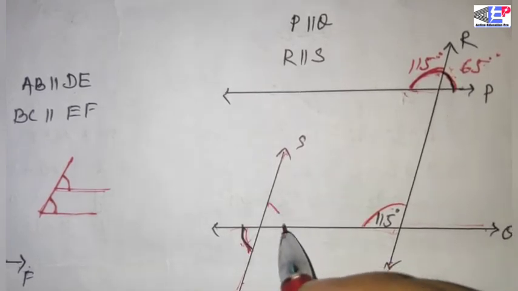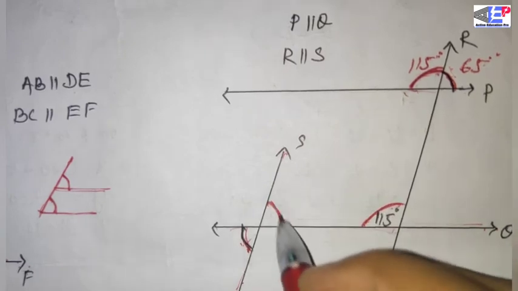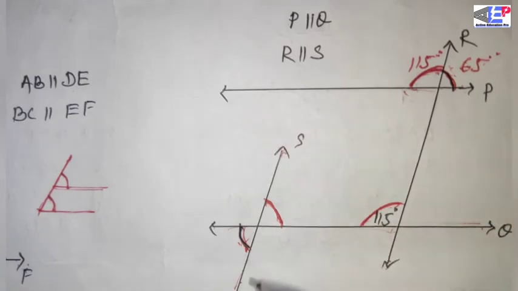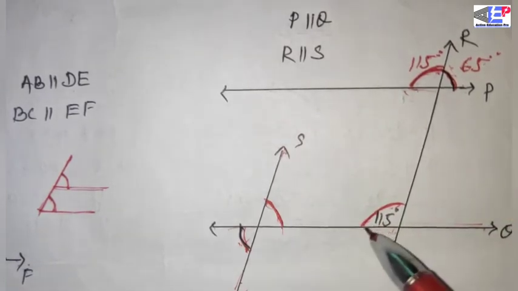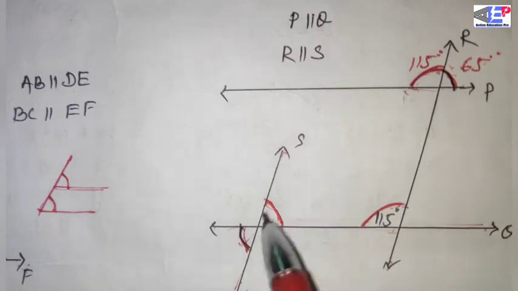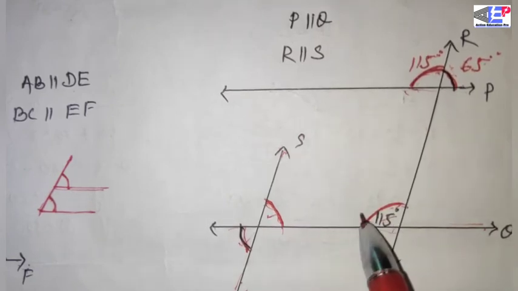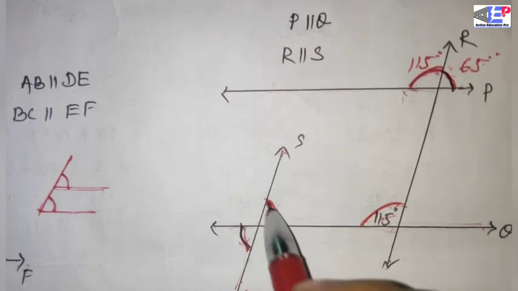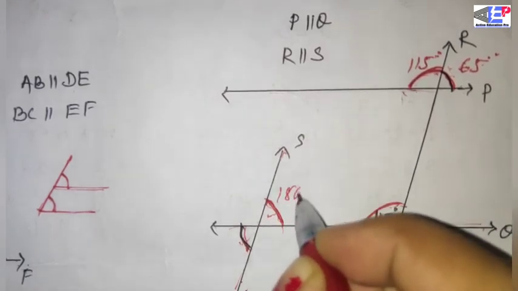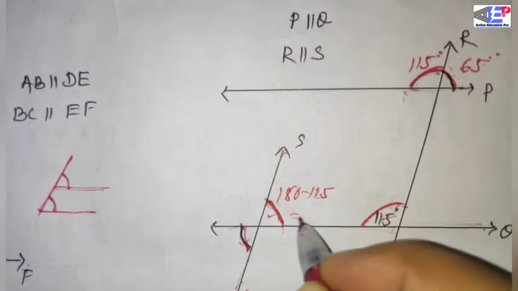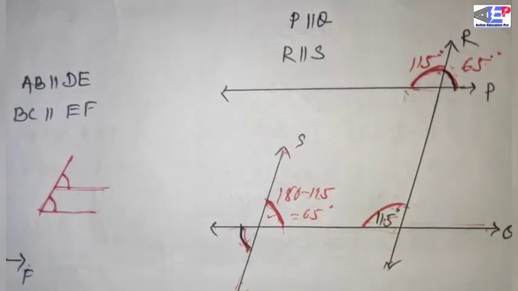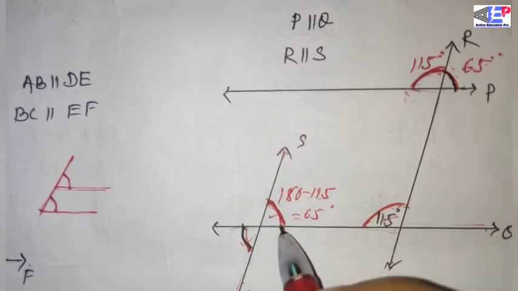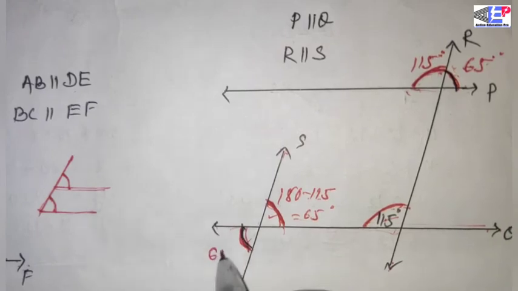So this angle and this angle are the same side interior angles. If S is parallel to R and these are same side interior angles, then if you add both angles, the sum will be 180 degrees. So the angle is 180 minus 115, which is 65 degrees. Now this angle is vertically opposite to this angle, so this angle will also be 65 degrees.